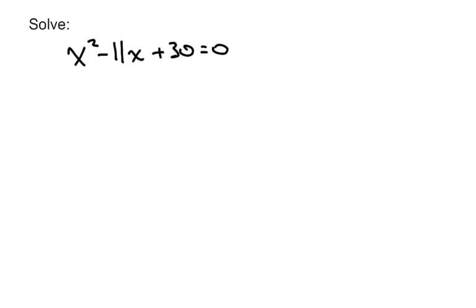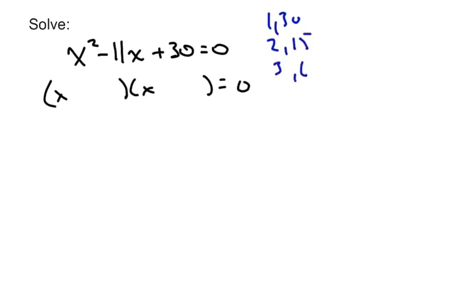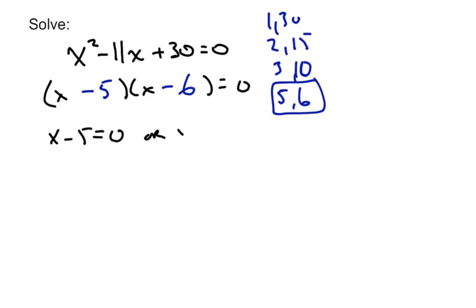Try another one. X squared minus 11x plus 30 equals 0. Factor it. X and x equals 0. And when we think about those factors again, well, that doesn't make negative 11. That doesn't make negative 11. That doesn't make negative 11. But 5 and 6 does. And to make negative 11x, we need negative 6 and negative 5. So there we have it factored. Set each factor equal to 0 and solve.